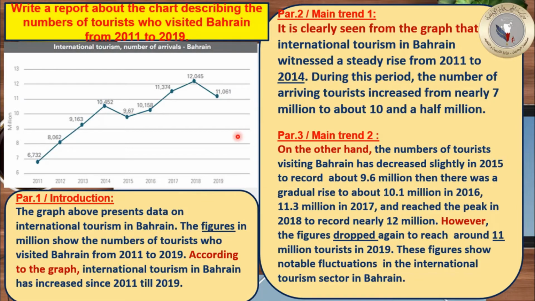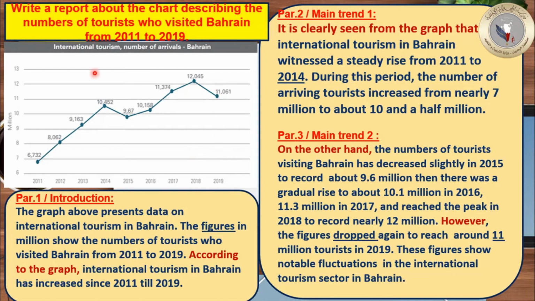Now let's go to the second paragraph. It's preferable to use the passive style like this. It's clearly seen from the graph that, look here, it's passive, because such types of writing tasks are answered in a formal style, not informal. So apart from saying or writing, I can see so and so, no. You can write in a perfect way, in a good way. You can write, it is clearly seen from the graph that.